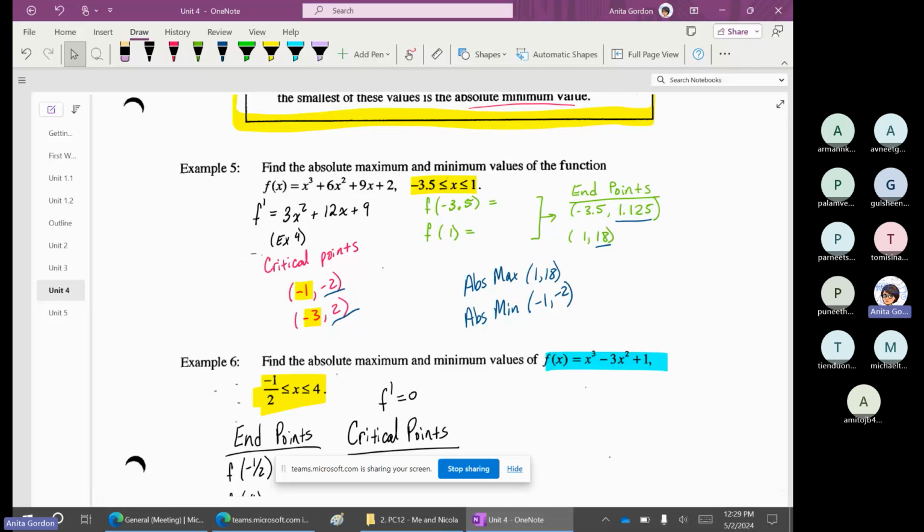Yeah, so this is a method to calculate the absolute max and mins, or the global max and mins, inside of an interval. So every other critical point is either a local max or min, or it's a change of direction point, but it's not the global.